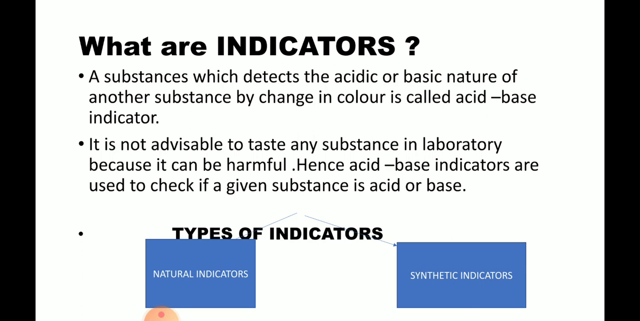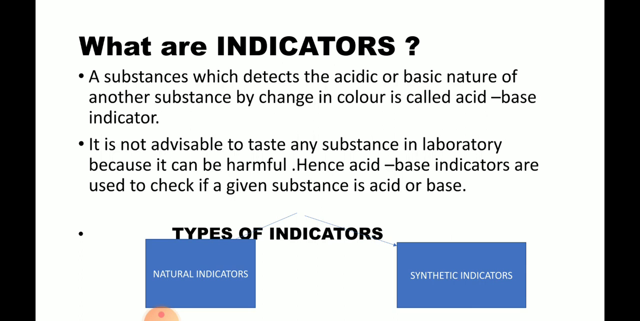So we can say substances which detect the acidic or basic nature of another substance by change in color are called acid base indicators. It means these are substances which, when used in any other substance, change the color of that substance, or they change themselves also. For example, we'll learn about litmus paper, whose color also gets changed. That is why it is called an acid base indicator.